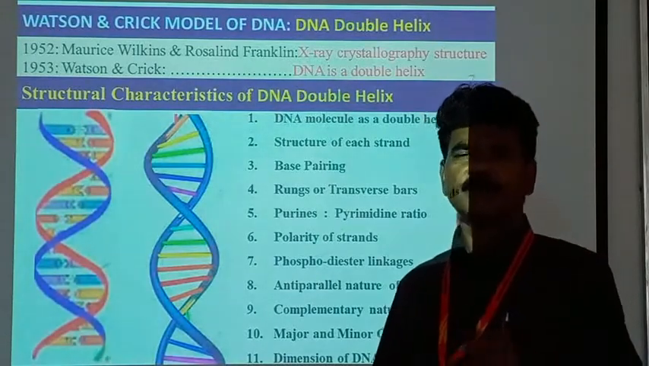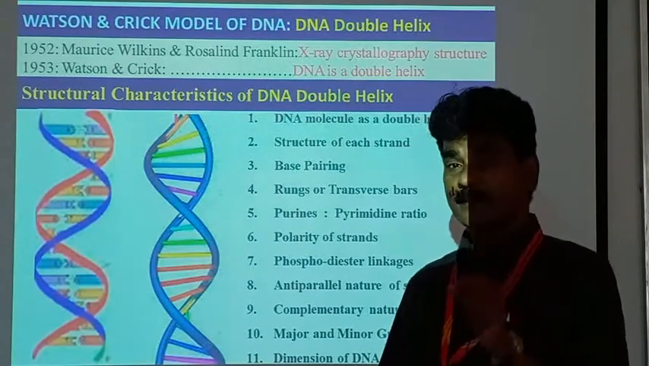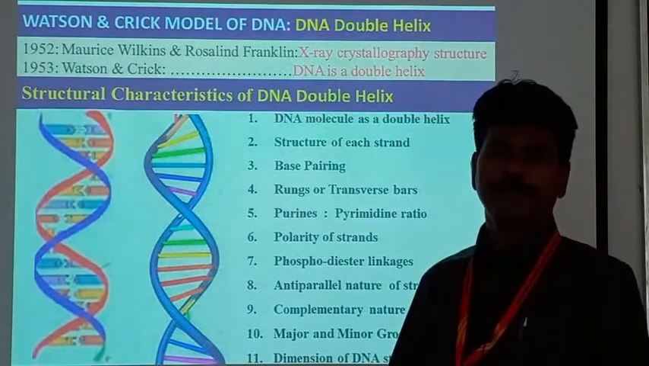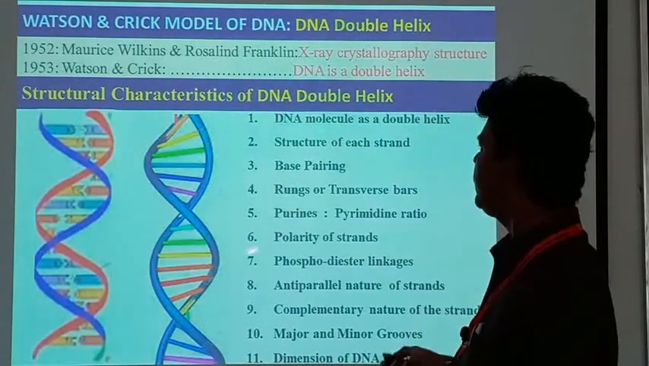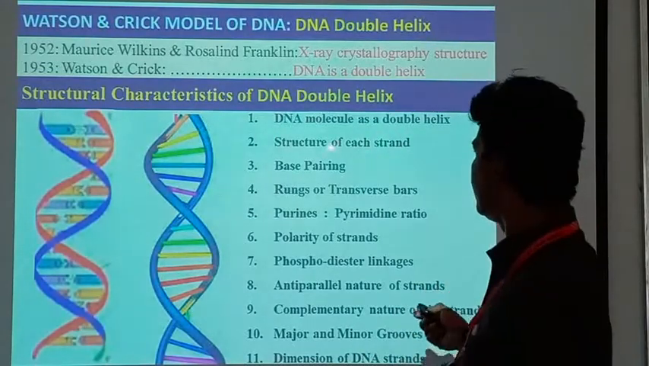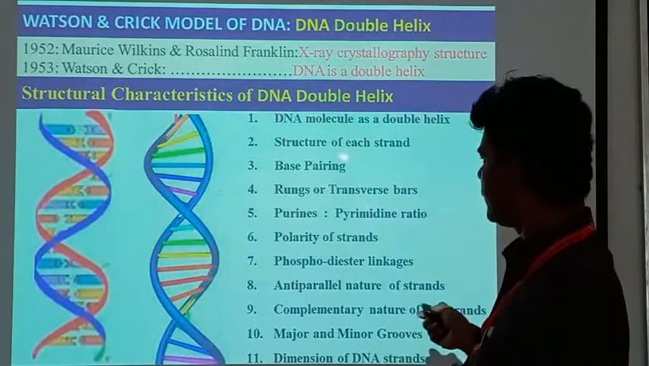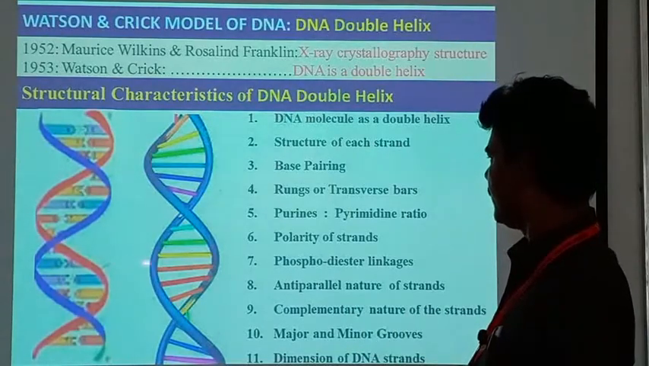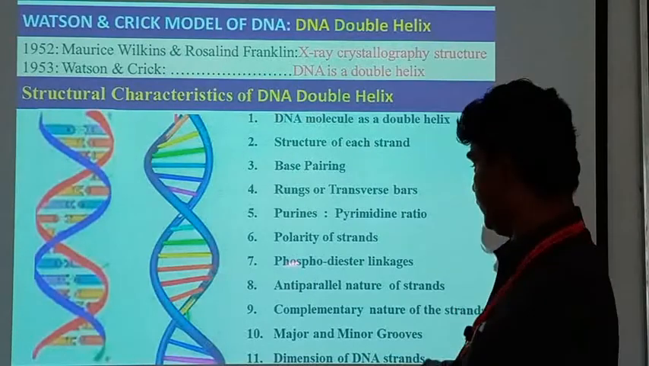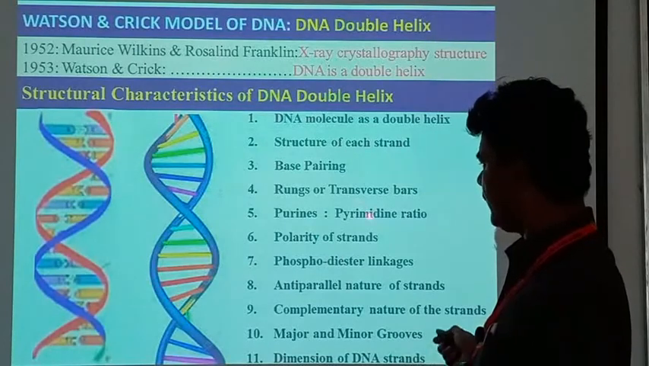When Watson and Crick explained the DNA structure, they described it by these 11 different points, where they said DNA is a molecule of double helix. There are different strands. There is base pairing. There are transverse bars in the DNA model. They have a purine and pyrimidine ratio which is fixed. There is a pairing between purine and pyrimidine. There is a polarity in the strand.